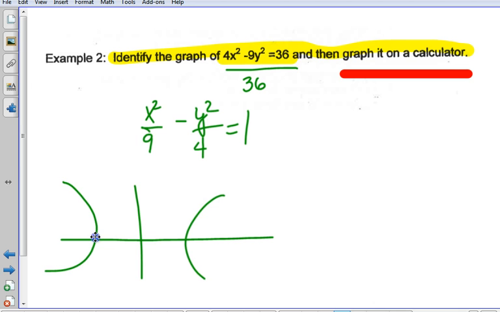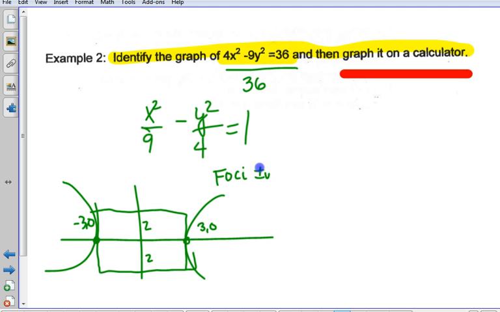And where are those vertices at? The vertices are on the x. How far over? -3, 0, and 3, 0. And if I were to draw in the rectangle, how far up and down would it go? 2 up and 2 down. And to find the foci, you add those, right? Which is 13, so they are at plus or minus square root of 13, 0.